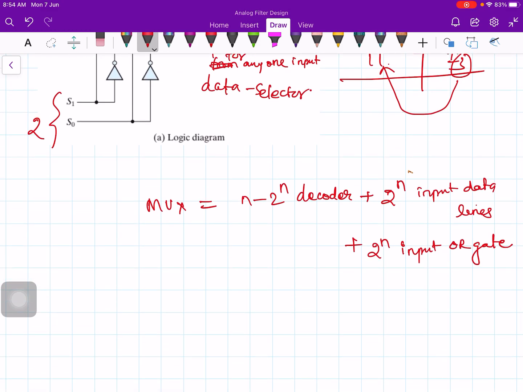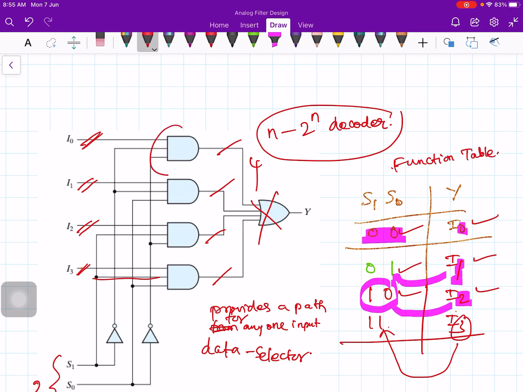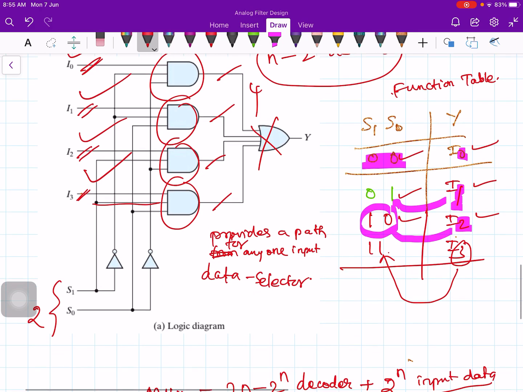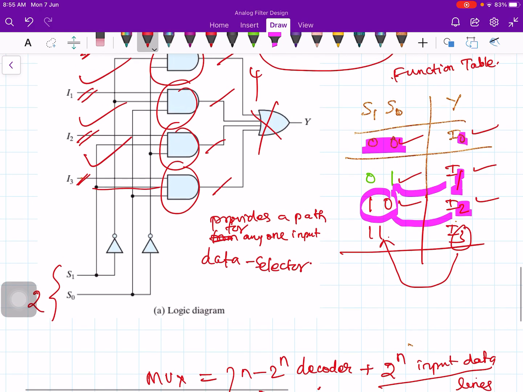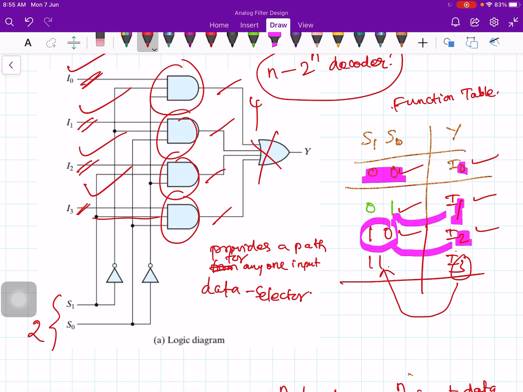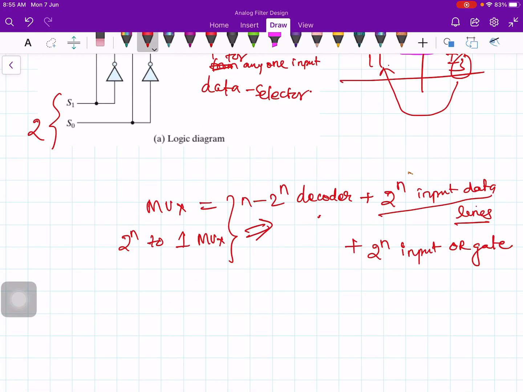Therefore in general a 2 power n to 1 mux is constructed this way, from an n to 2 power n decoder by adding 2 power n input data lines. These 2 power n data lines will go, each line to one input of the AND gate. There are 4 AND gates, so I have 4 inputs. The outputs of these AND gates are applied to a single OR gate. So that's how you can construct the multiplexer.